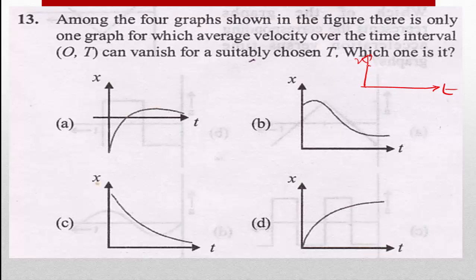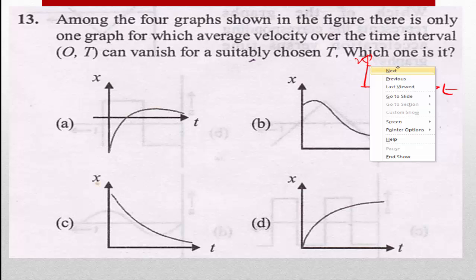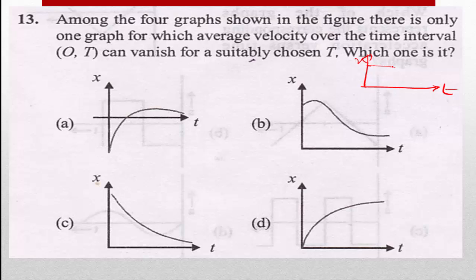If we draw a line parallel to the time axis from the point A on this graph, at time t equal to 0, you get a line like this. And this line can intersect the graph at point B.